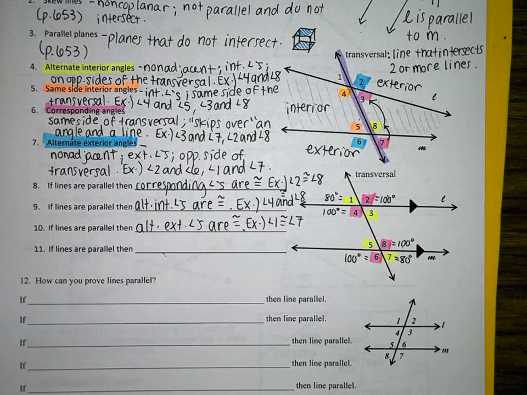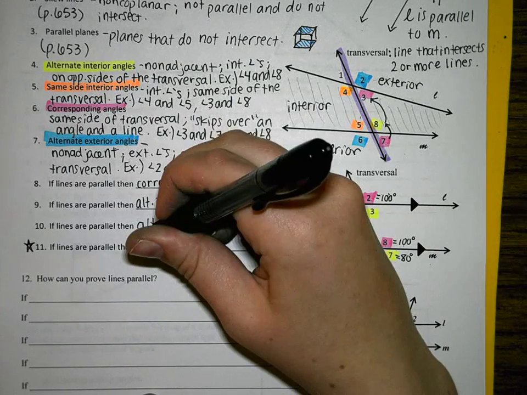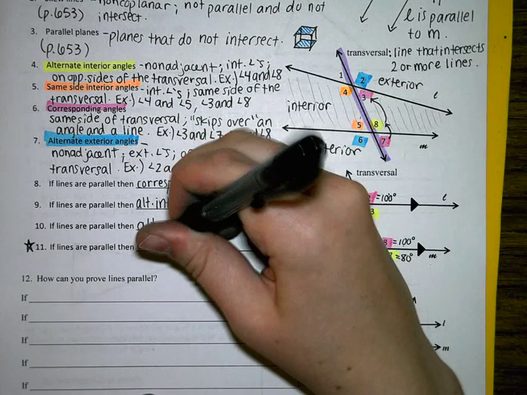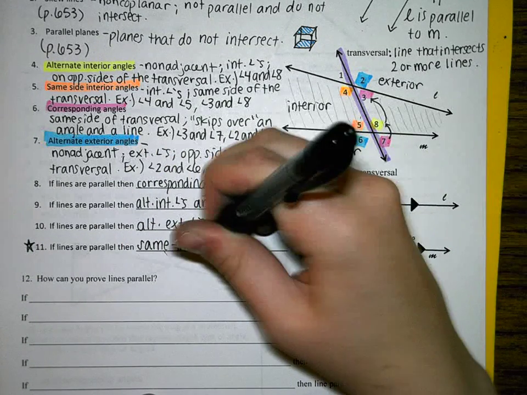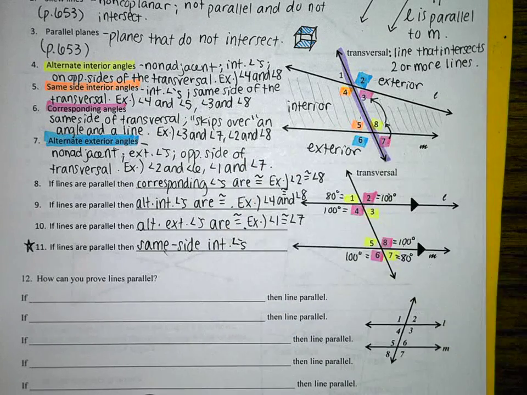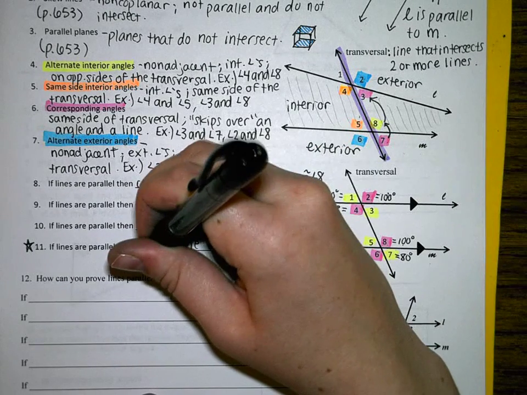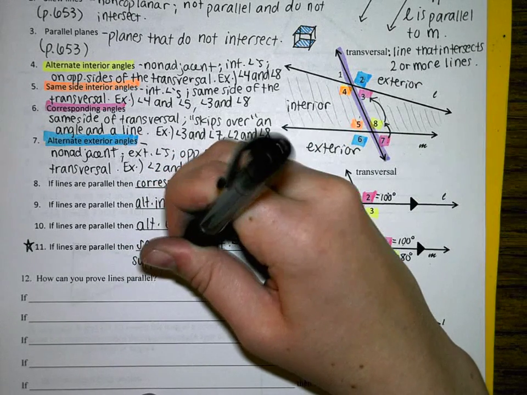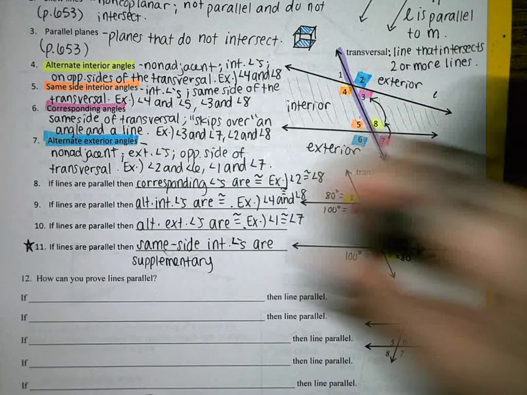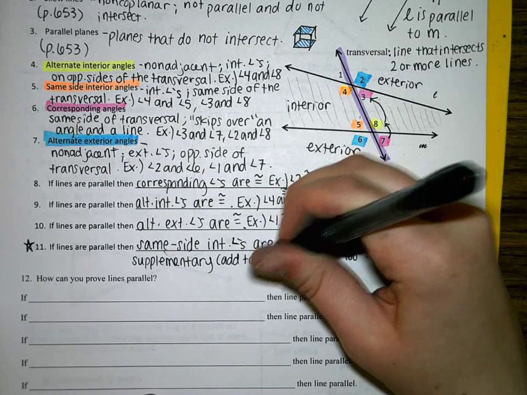So here's going to be the weird one. Put a star or something next to number 11. This is the only one that's different between all 4 of them. They can be parallel if same side interior angles are supplementary. So meaning add to 180 degrees.